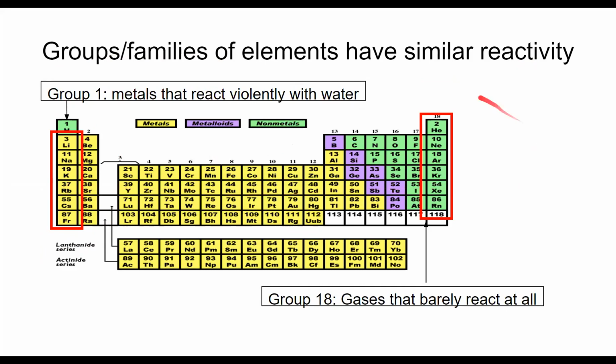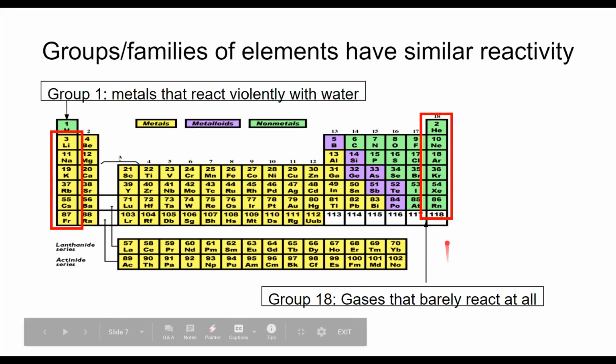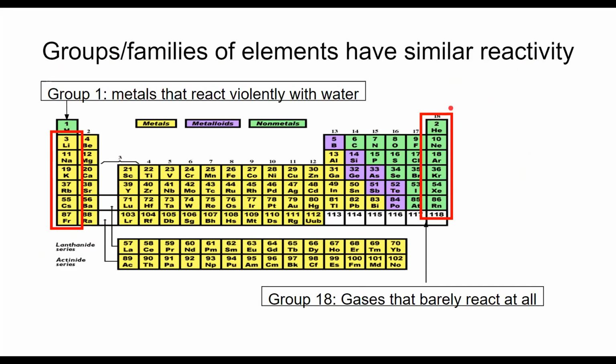On the flip side, all the elements in group 18 are extremely unreactive. These guys already have a completely full outer shell, right? We talked about neon a little bit earlier. He's got 10 electrons, 2 on the first shell and 8 on the second. So he's got a completely full second shell. These guys don't want to react with anybody else. They're totally happy as they are. They don't want to go through any sorts of reactions.